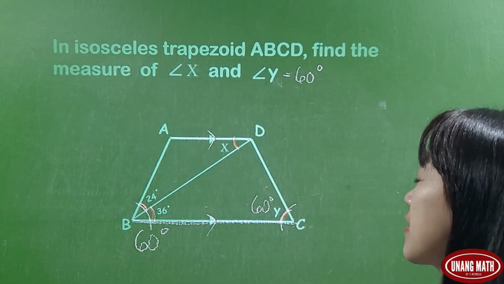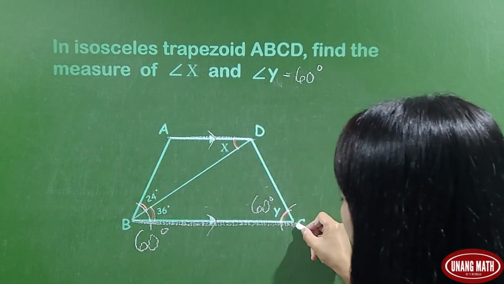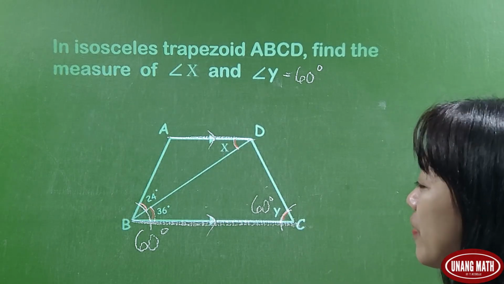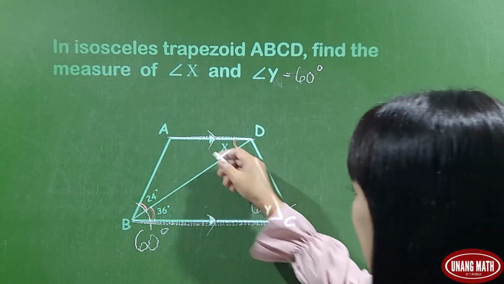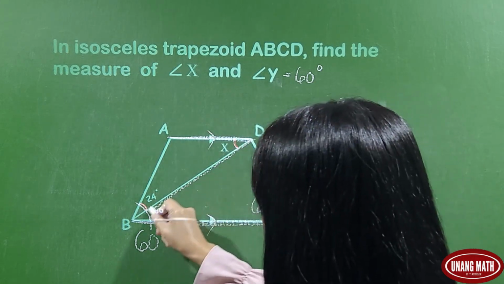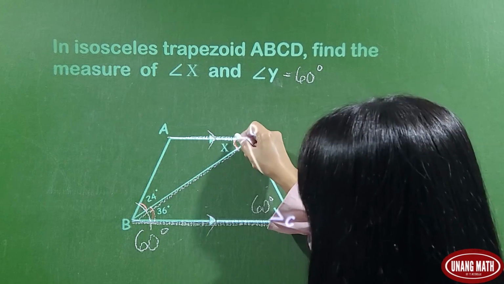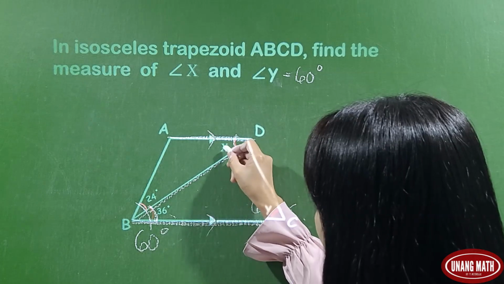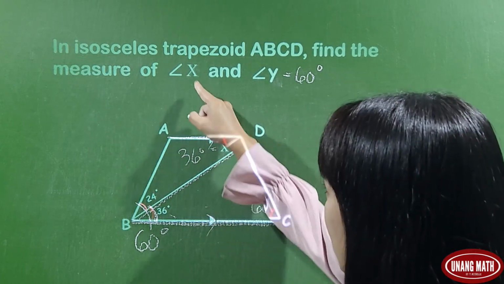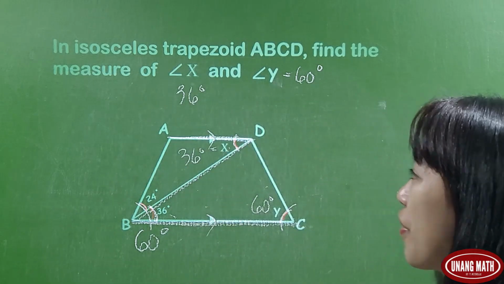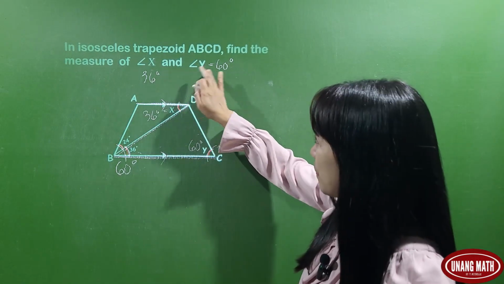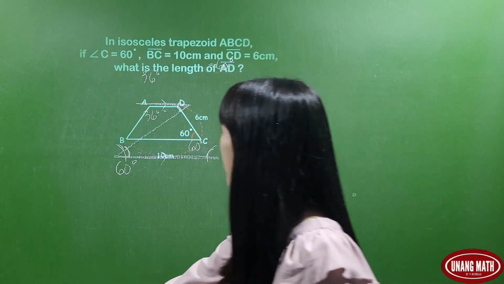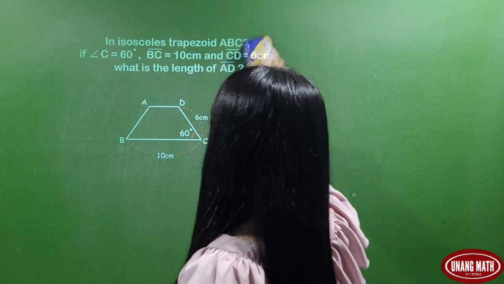What about angle x? Since these two sides are parallel, we can use the concept of alternate interior angles. So when we draw the Z shape, this angle is equal to this angle. So if this is 36 degrees, then this is also 36 degrees. So angle X is 36 degrees, and angle Y is 60 degrees. Okay, what about this last problem?